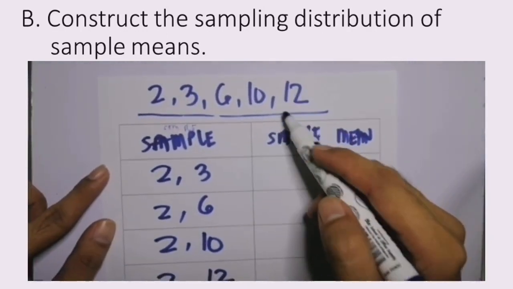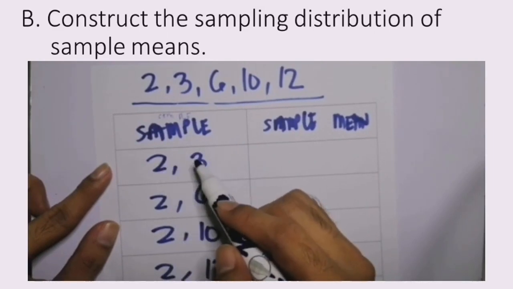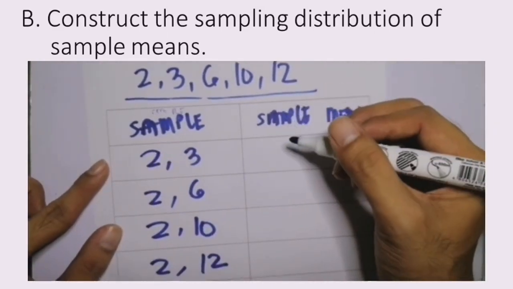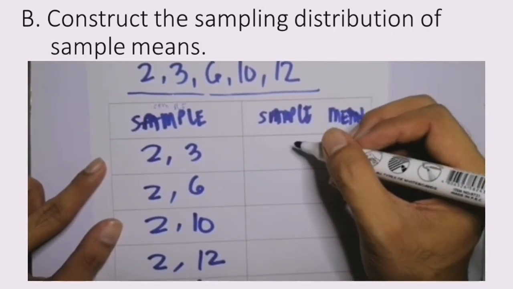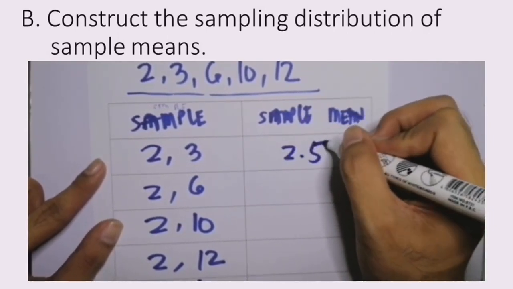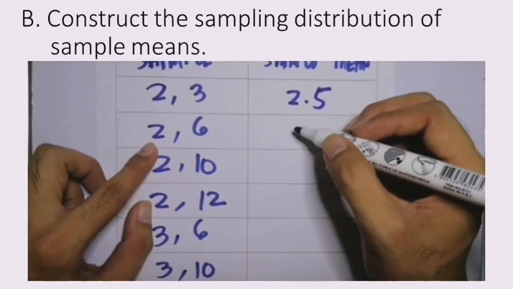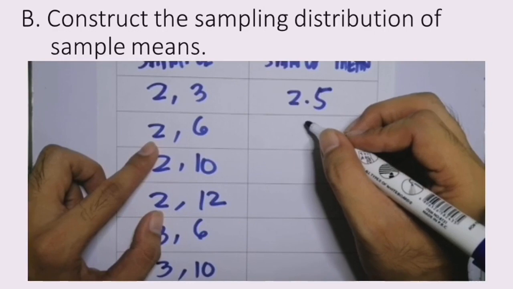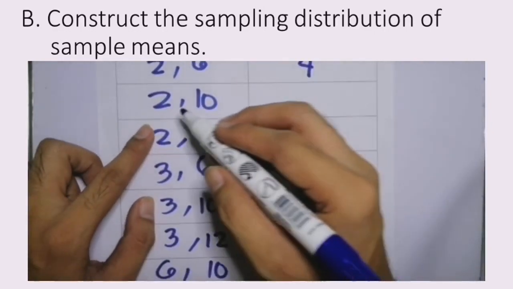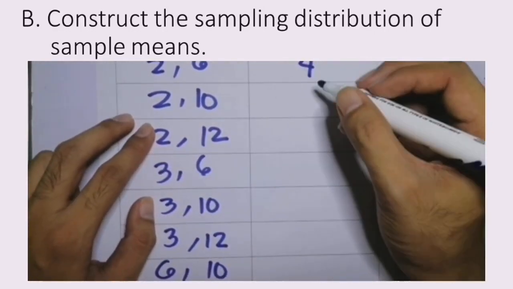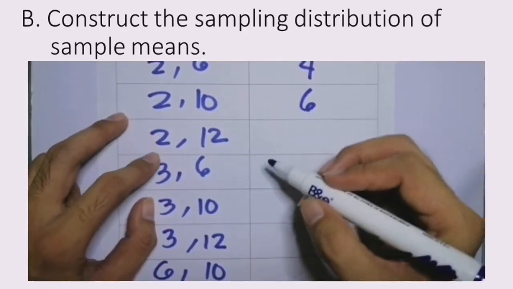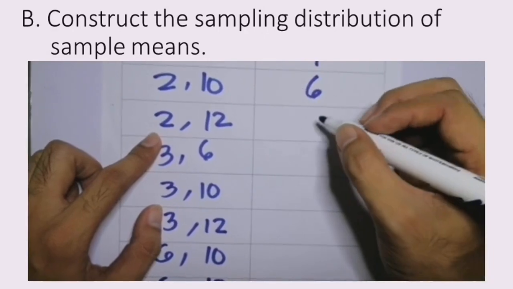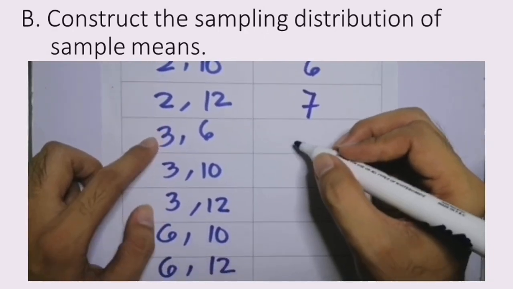Unsaon pagkuha ang sample mean? So atong i-plus ra sila divided by 2. So 2 plus 3, pila man ang 2 plus 3, that's 5 divided by 2, so that's 2.5. 2 plus 6 is 8, divided by 2 is 4. 2 plus 10 is 12, divided by 2 is 6. 2 plus 12 is 14, divided by 2 is 7.